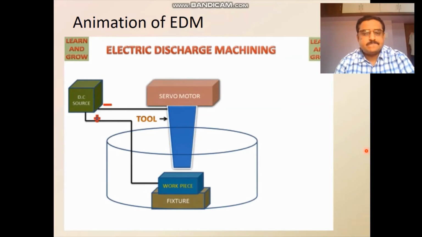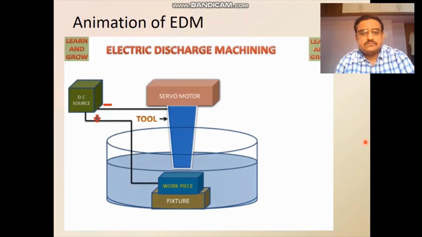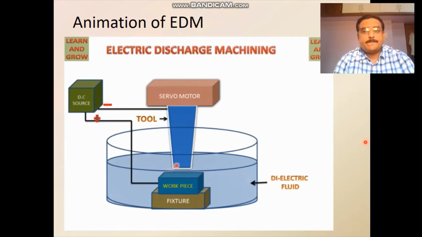Now what will happen? This is the dielectric fluid in the container, between the tool and workpiece. Dielectric fluid has a property: it acts as an insulator between the tool and the workpiece, and at high voltage, this dielectric fluid will be ionized in the form of ions, which will help in the spark which will come between the tool and workpiece. Now we will see how the EDM process will work.